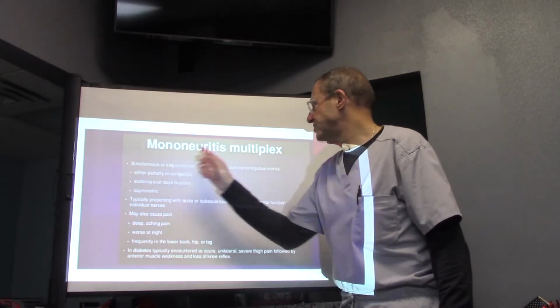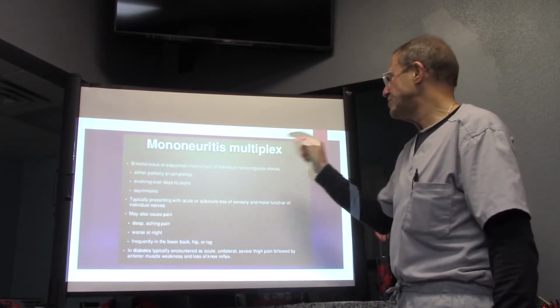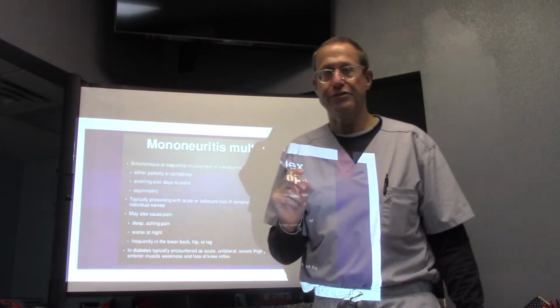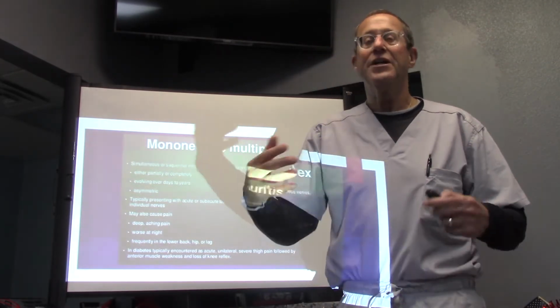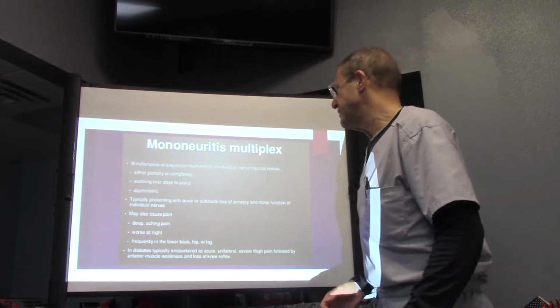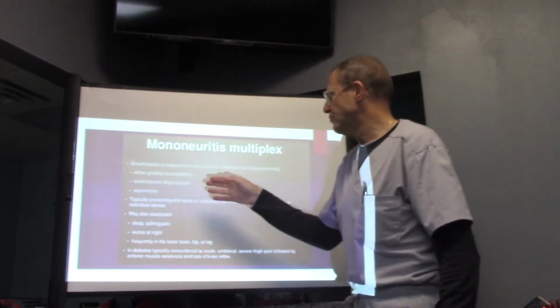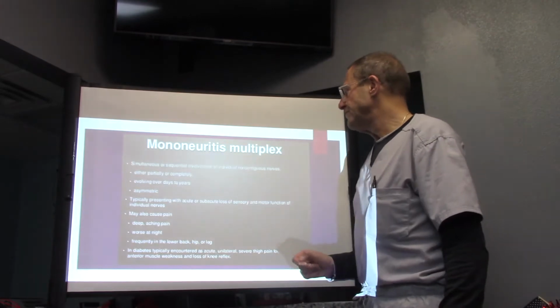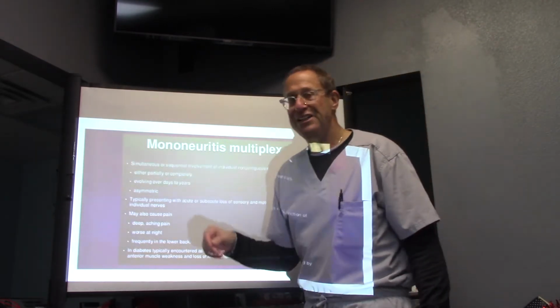Mononeuritis multiplex is a simultaneous or sequential involvement of individual non-contiguous nerves, meaning that the nerves aren't connected, they're in different parts of the body, and it's affecting several nerves at one time. It could be partial or complete. It evolves over days or years. It's asymmetric.